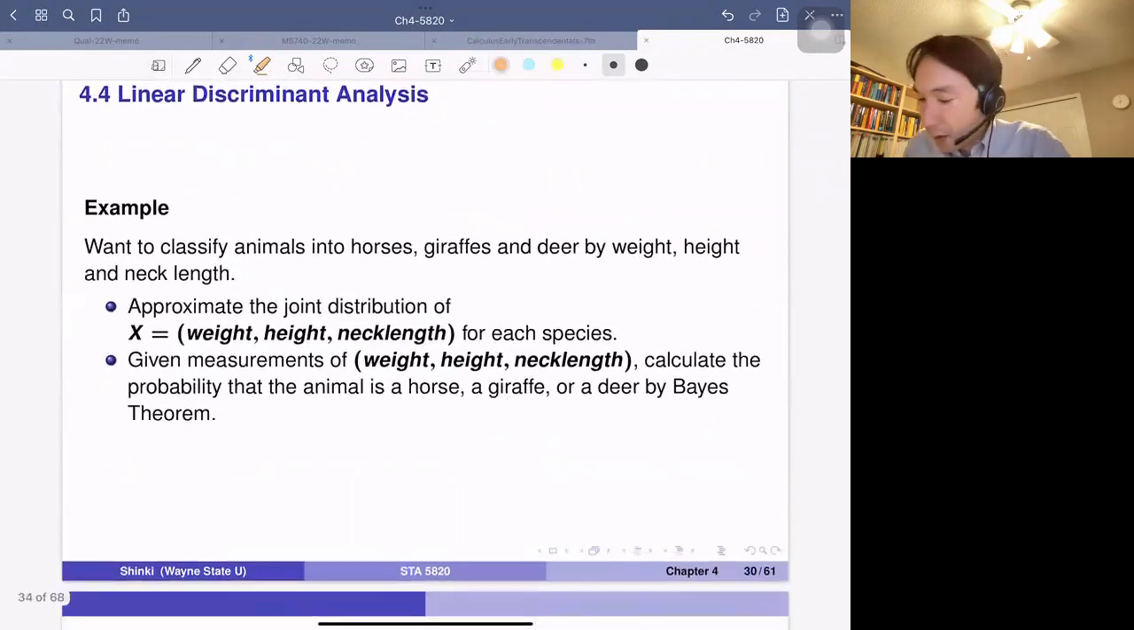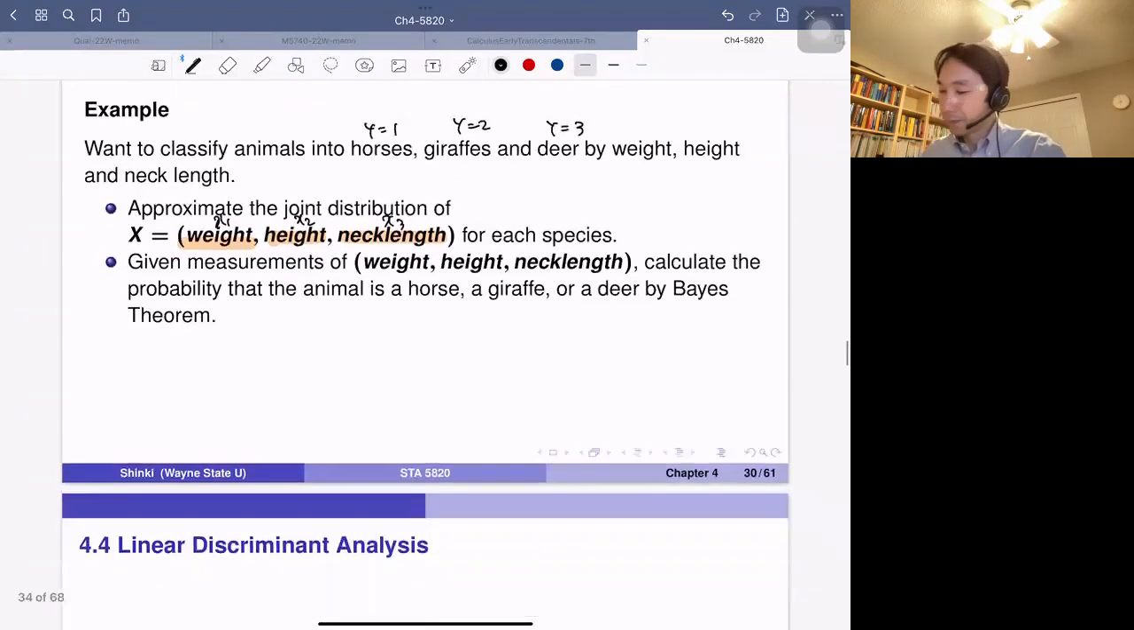So for example, we want to classify animals into horses, giraffes, and deer by weight, height, and neck length. So the weight, height, and neck length are the three predictors, x1, x2, x3. And based on this, we have the three classes. So basically, y is equal to 1, y is equal to 2, and y is equal to 3. So k is equal to 3.